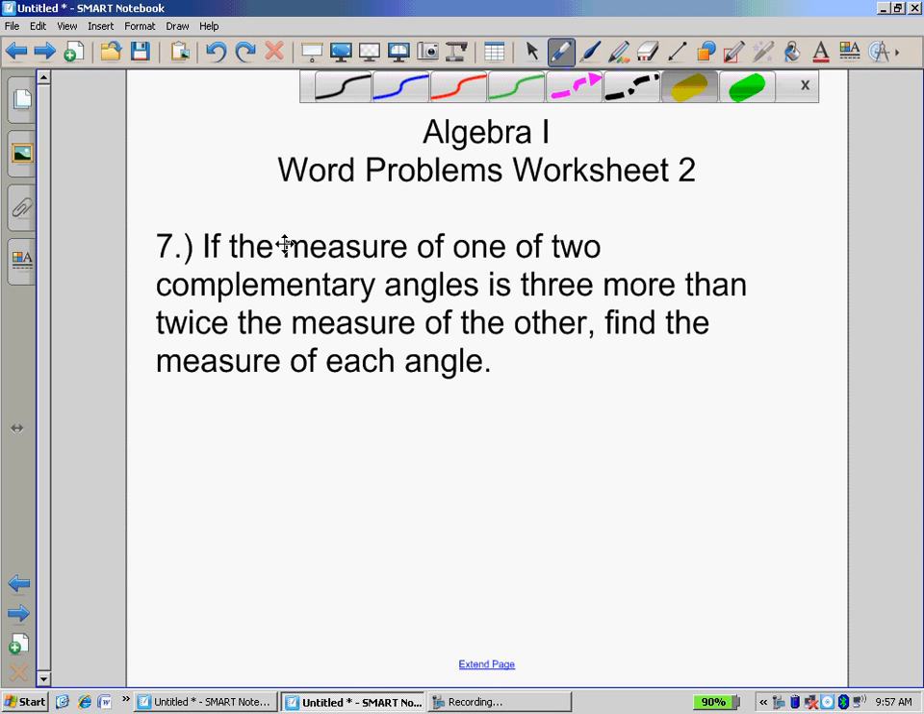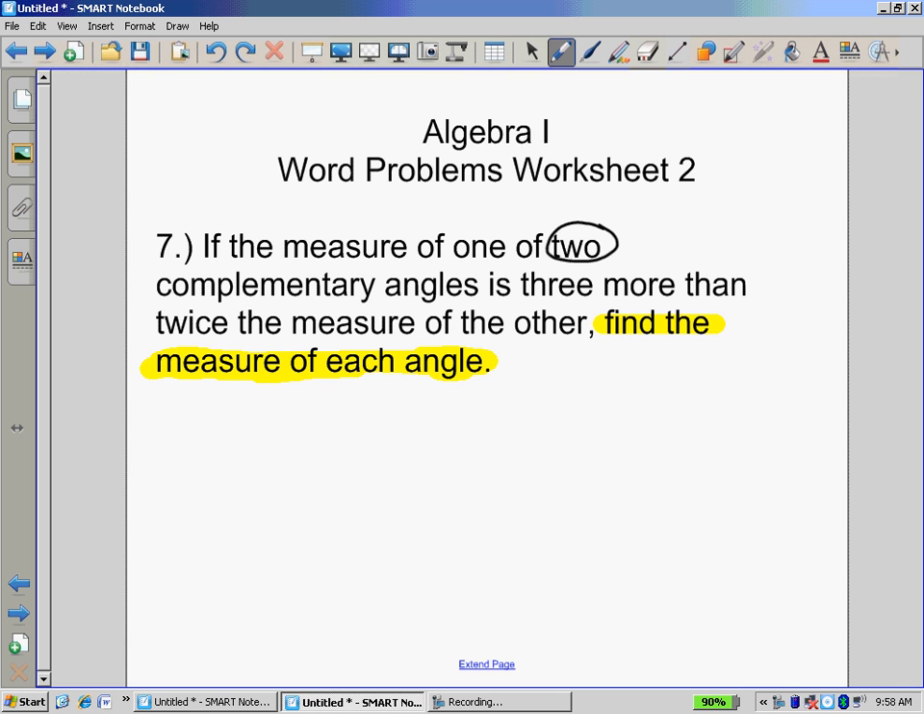It says, if blah, blah, blah, find the measure of each angle. That's really what the question is. So, find the measure of each angle. So this is the first let statement that we've had so far where we're going to have to define more than one let statement. So if the measure of one of two complementary angles, that's important. So we know we're defining two complementary angles.